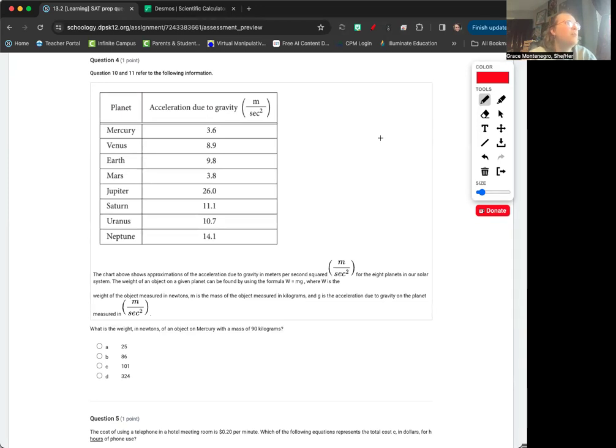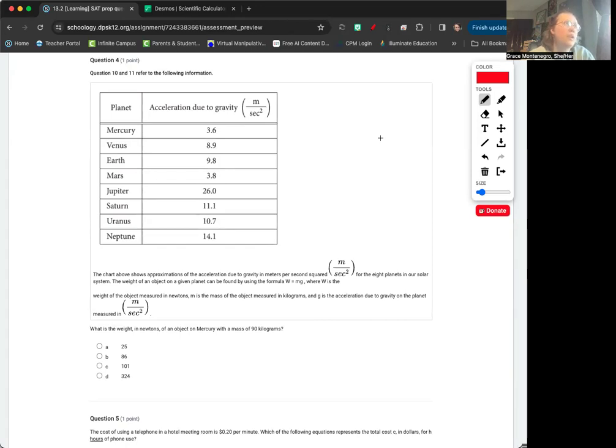Okay, the chart above shows approximations of the acceleration due to gravity in meters per second squared for the 8 planets in our solar system. The weight of an object on a given planet can be found by using the formula W, weight, equals mg, where W is the weight of the object measured in newtons, m is the mass of the object measured in kilograms, and g is the acceleration due to gravity on the planet measured in meters per second squared. What is the weight in newtons of an object on Mercury with a mass of 90 kilograms?